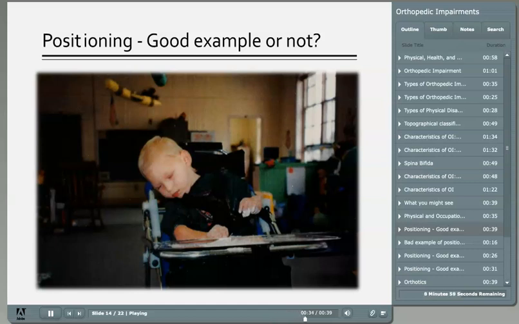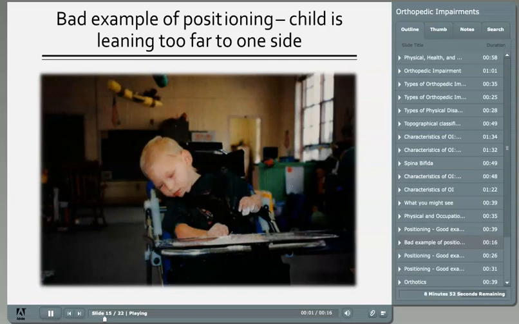Look at this picture and decide whether this child is in a good position or not. If you answered that this is a bad example of positioning, you are absolutely right. The child is leaning way too far to one side. Harnesses and/or wedges should be put in place to help the child sit upright.